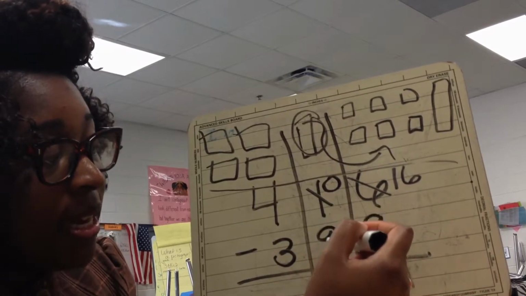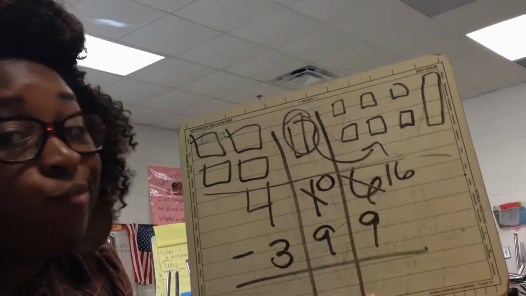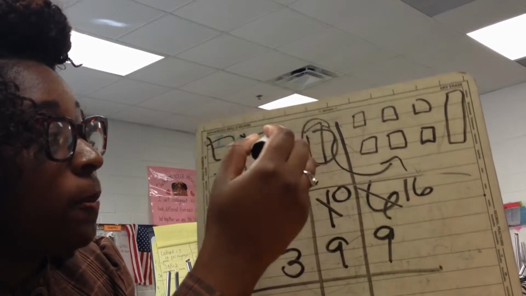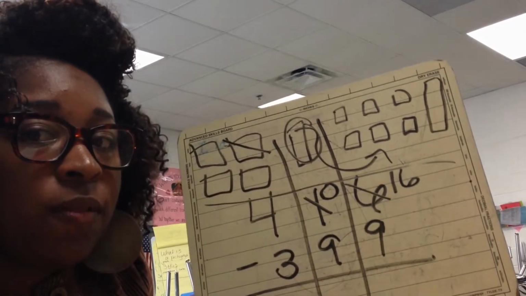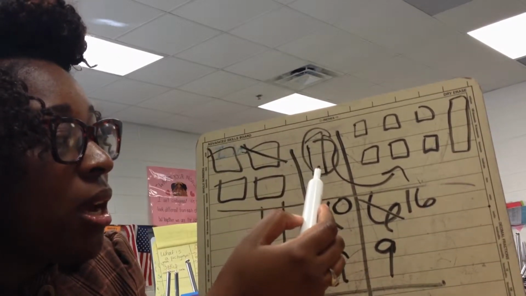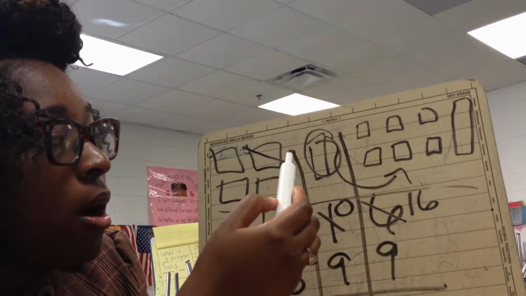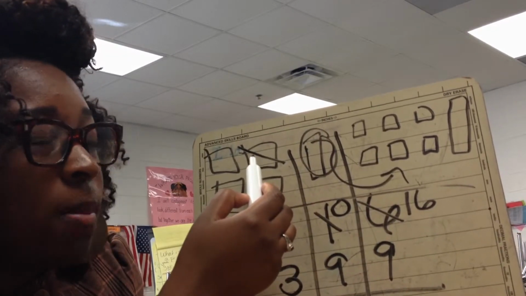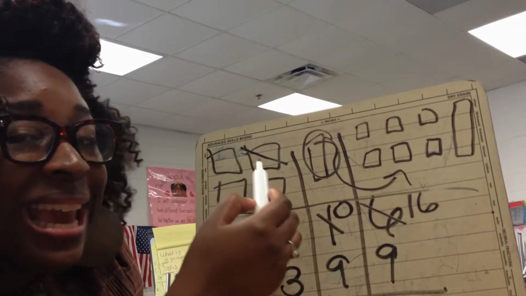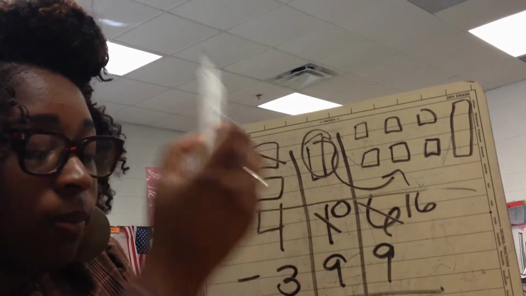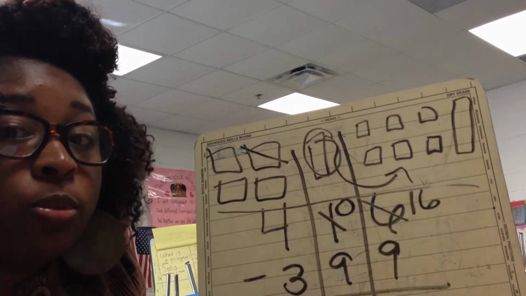Can I take 9 out of 0? No, I sure can't. So I need to regroup my 100s. But now, let's think back to the first video. How many 10s, if I were to break up this 100 block, will come out? There are 10 of these 10 blocks inside the 100 block. So I need to regroup and erase.